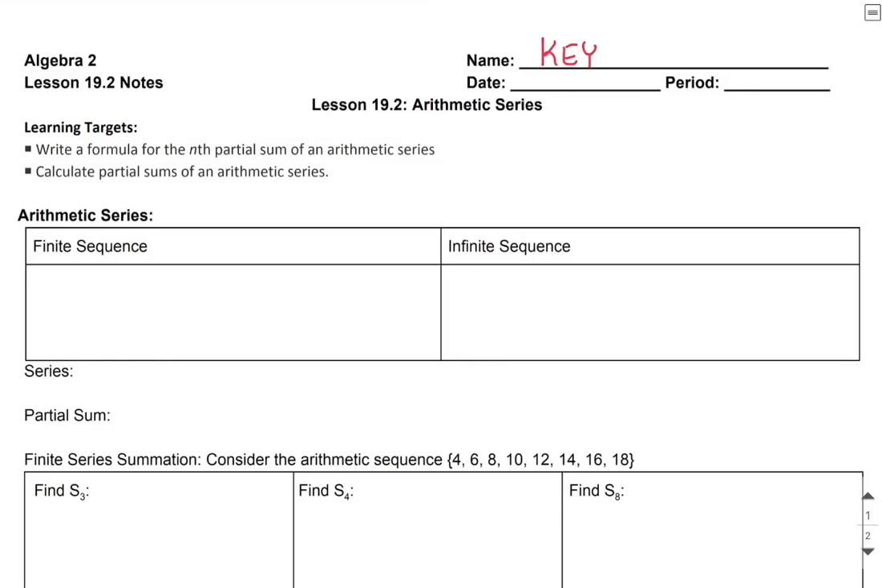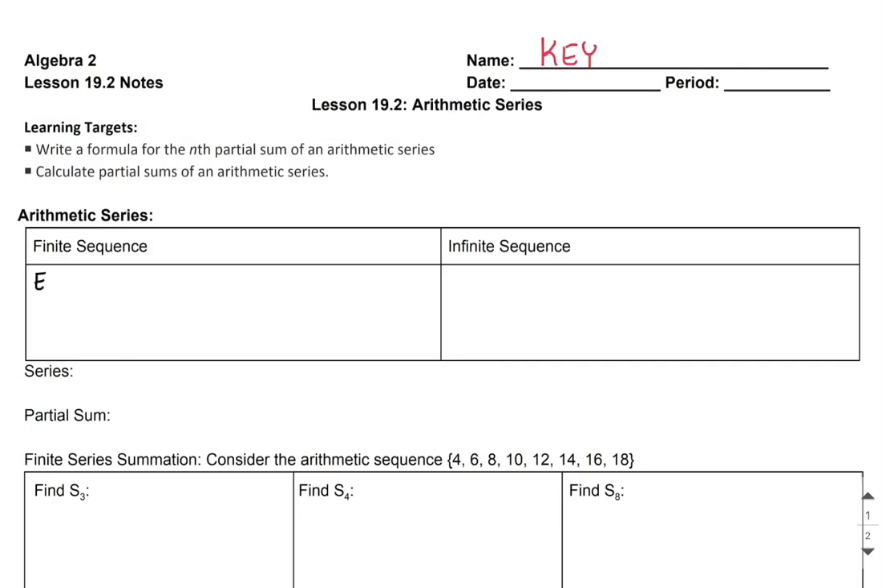In this video, I'm going to talk about arithmetic series. Arithmetic series is just adding up all of the terms in an arithmetic sequence together. And there are two different types of arithmetic series. One is for a finite sequence, so that's a finite number of terms, and the other is for an infinite sequence, a sequence that goes on and on forever, adding those up together.